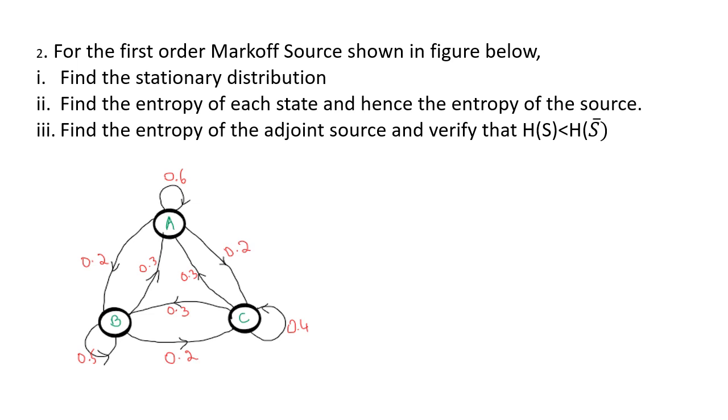Third, find the entropy of the adjoint source and verify that H of S is less than H of S bar. What is asked in this question is, first, finding the stationary distribution, which is nothing but the state entropy. In this diagram we have three states, so we need to find P of A, P of B, and P of C. These are the state probabilities.